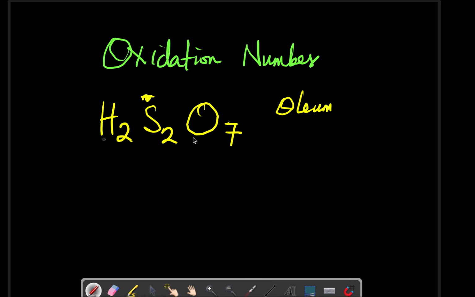That's the name of this particular compound. But we're not really interested in the name. We want to get the oxidation number of sulfur in this particular case. Keep in mind, the oxidation state of hydrogen is +1.